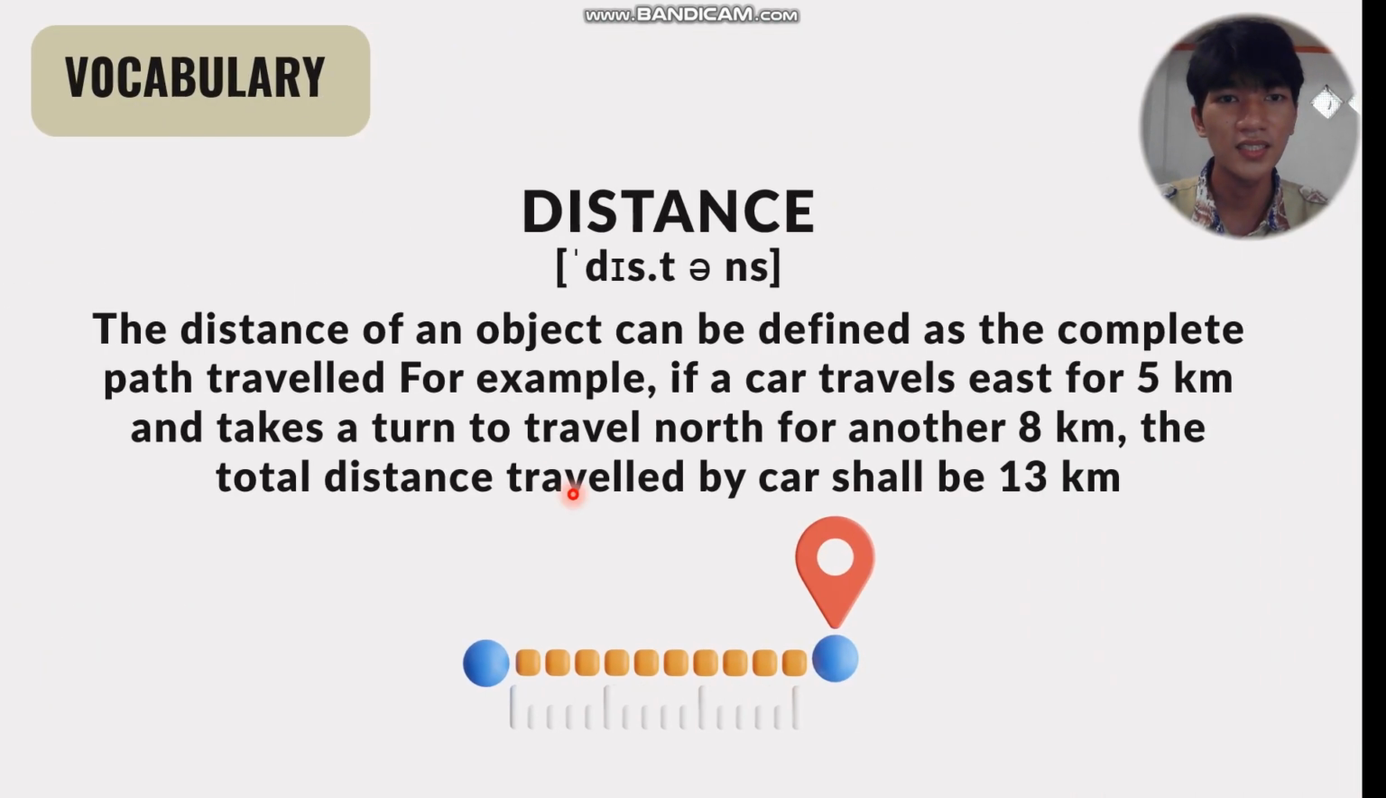The next word is distance. The distance of an object can be defined as the complete path traveled. For example, if a car travels east for 5 kilometers and takes a turn to travel north for another 8 kilometers, the total distance traveled by the car shall be 13 kilometers.